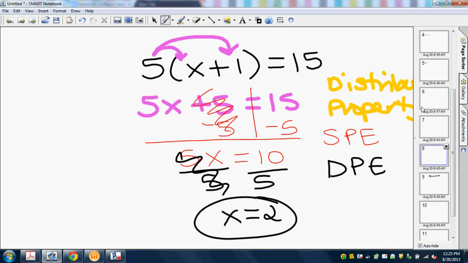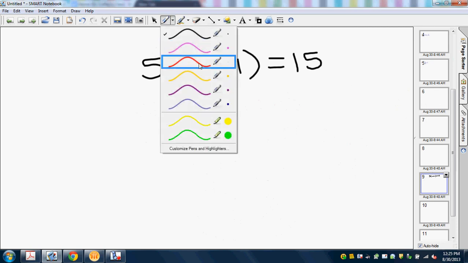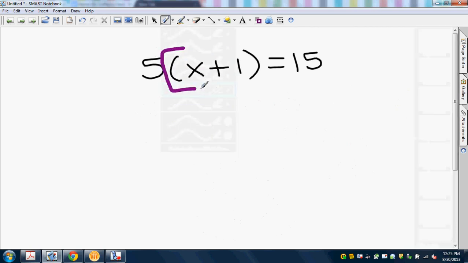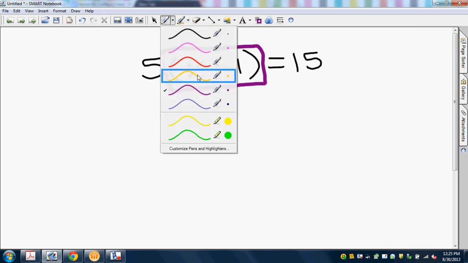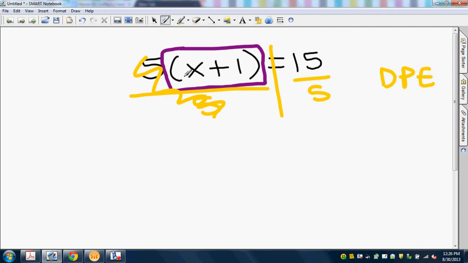Okay, now the other way you can do it is without using the distributive property. Because this 5 is being multiplied by everything right here in parentheses first, I can go ahead and divide by 5 first. Now, normally, like I said, we do reverse order of operations, but this is in parentheses, so I can't subtract the 1 from both sides. I have to divide by the 5. So when I divide by 5, and that's using the division property of equality, I am left with x plus 1 is equal to 3.